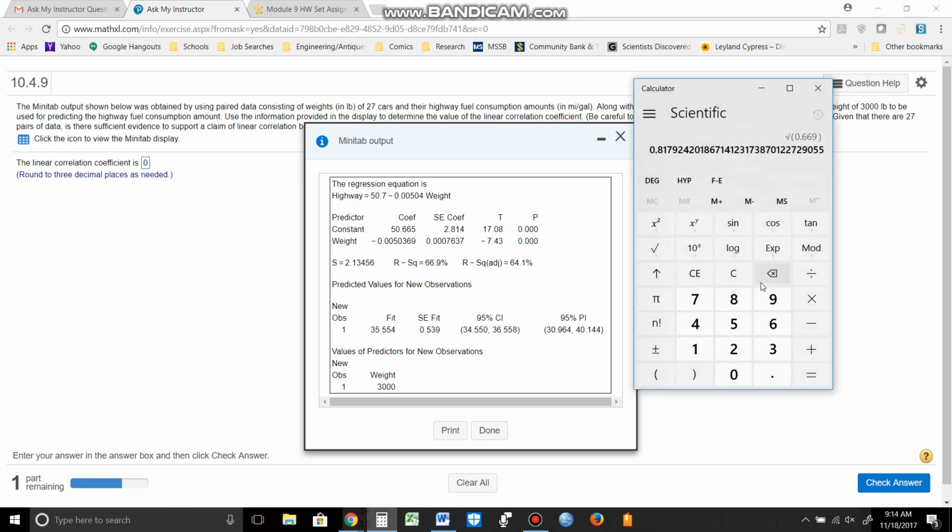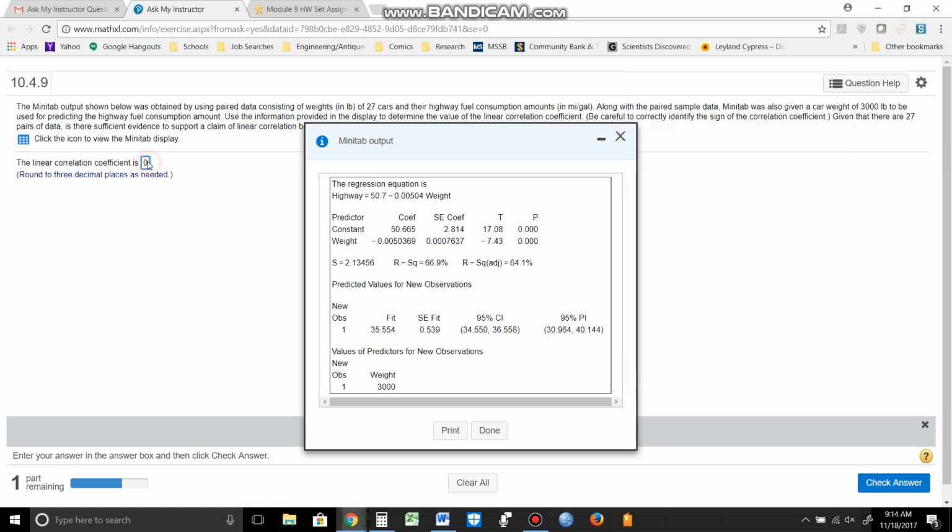Remember that correlation is the square root of the R-squared. So if I take 0.669 and take the square root, that gives me 0.818. So the correlation magnitude is 0.818. The sign of the correlation is going to agree with the sign of the slope. The sign of the slope here is negative. Therefore, the correlation will also be negative. So negative 0.818 is going to be my correlation value.